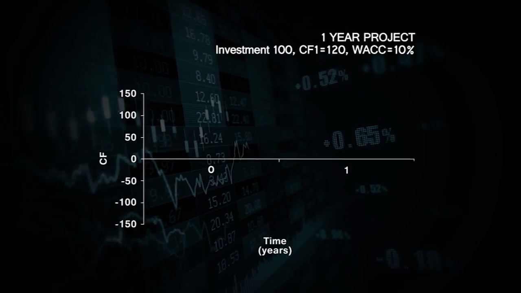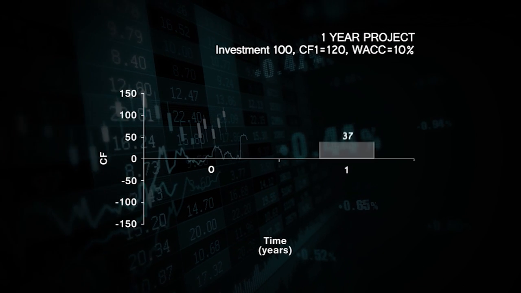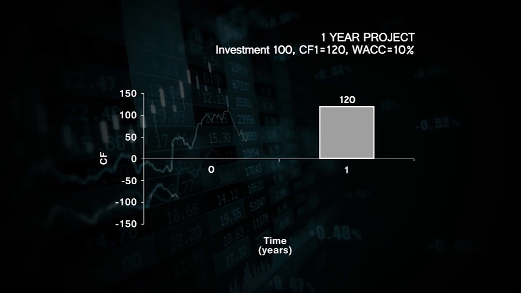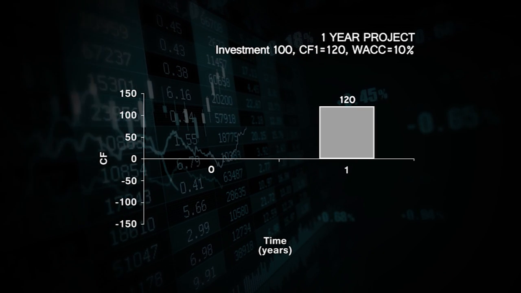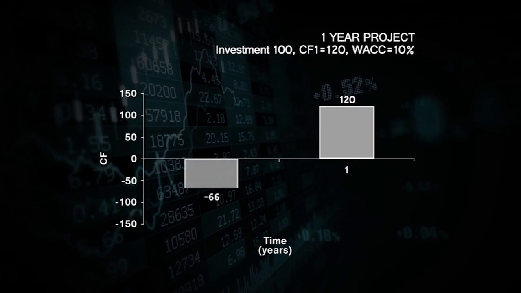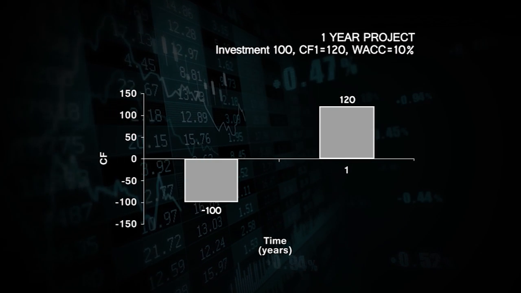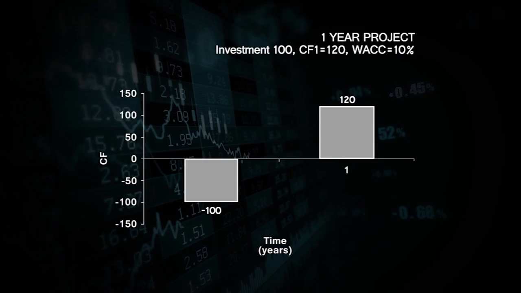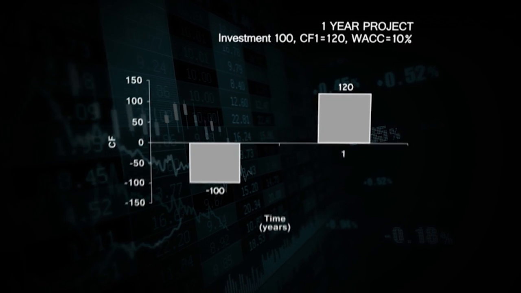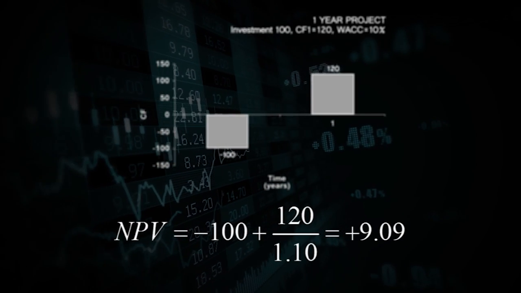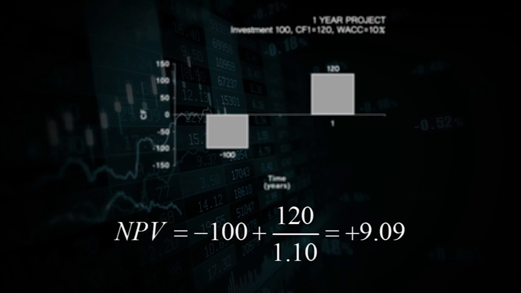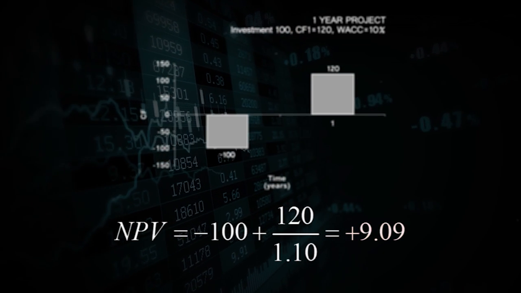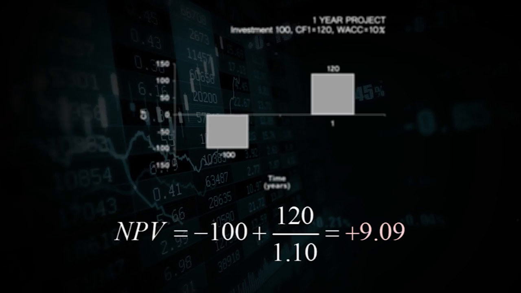So if we have an investment project with a cash flow in the first year of 120 and the weighted average cost of capital, WACC, is 10%, capital expenditure required is 100, should we go for it or not? So what we must do is add the present value of these two cash flows. So once you add the present value of these two cash flows, you get to a total of 9.09. That is the present value of this 1 year investment project.